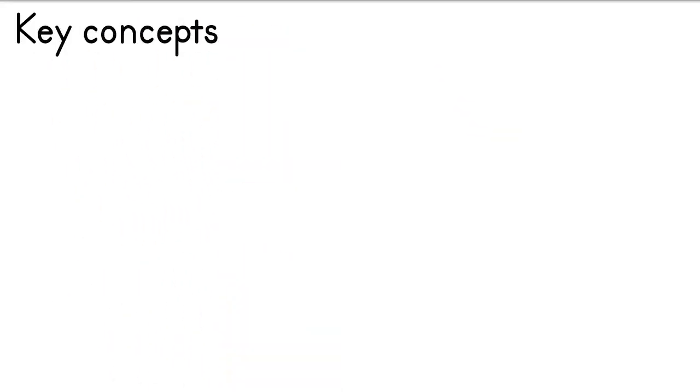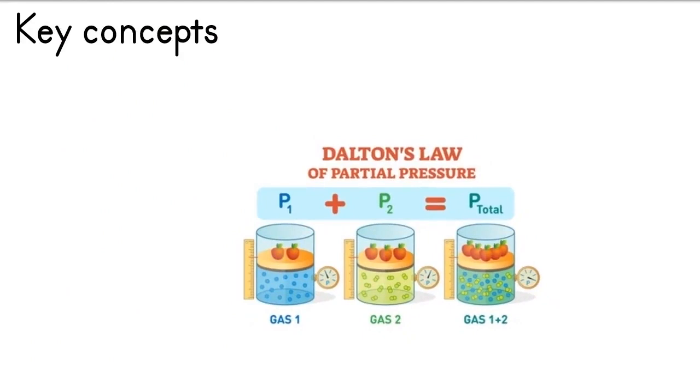3 key concepts. First, partial pressure. In a mixture of gases, each individual gas exerts a pressure that contributes to the total pressure in the mixture. Each individual contribution is called the partial pressure, and it's the arterial partial pressure of a volatile agent that determines its effect on the brain.